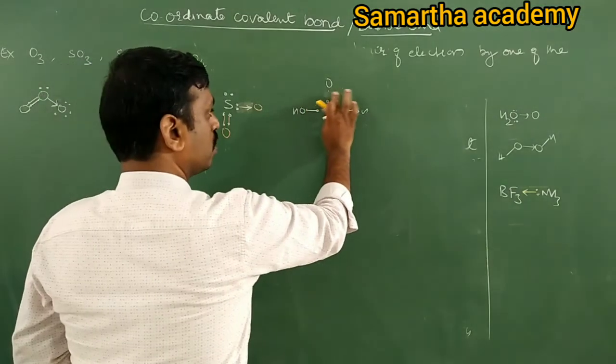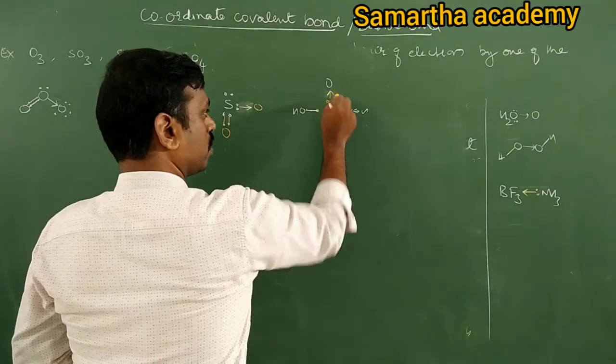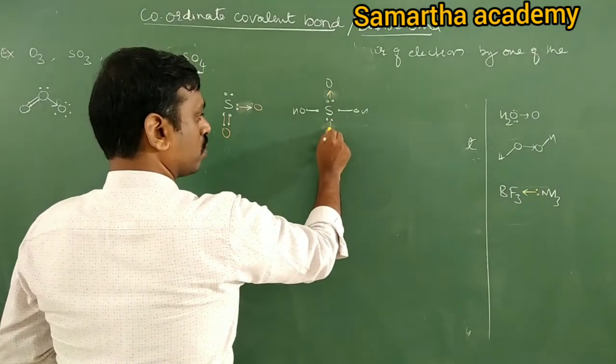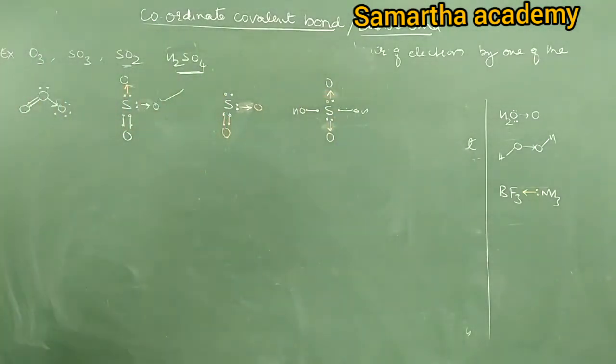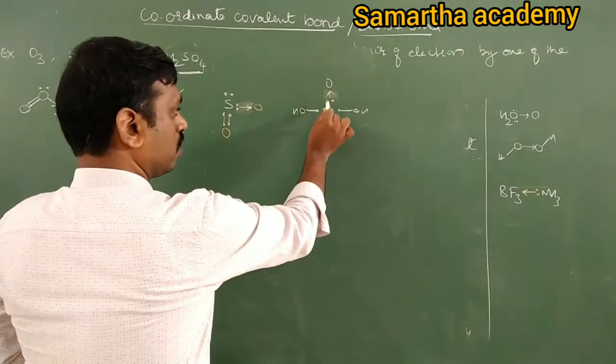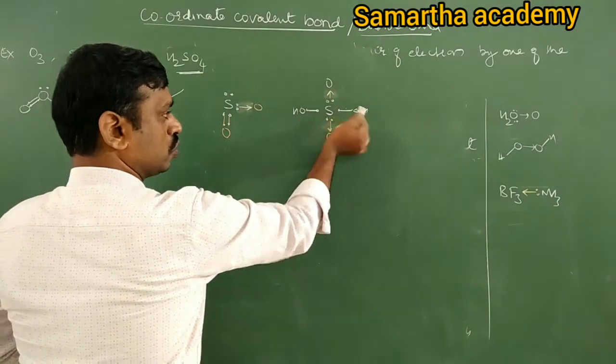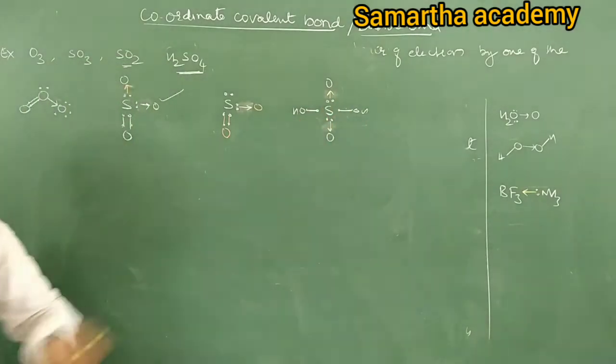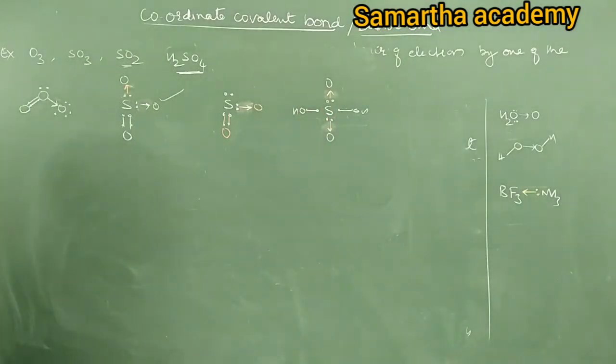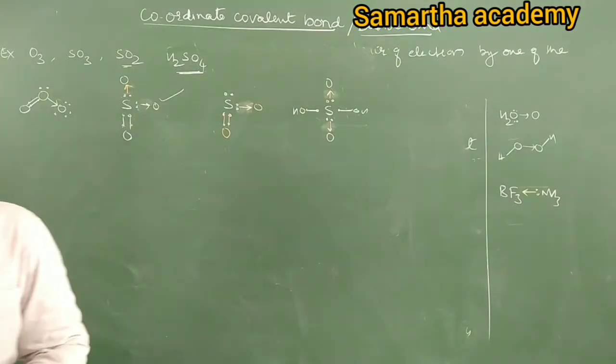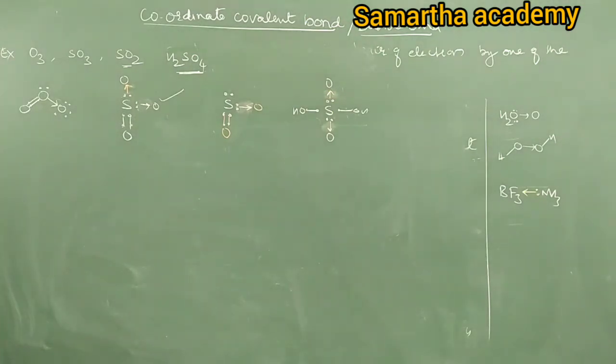So therefore what happened? These 2 electrons can form one dative bond. Now how many? 2, 2, this 2, 2. Total 8. So this is the possible structure. So in this way you can calculate the number of dative bonds. Okay, but write one note.